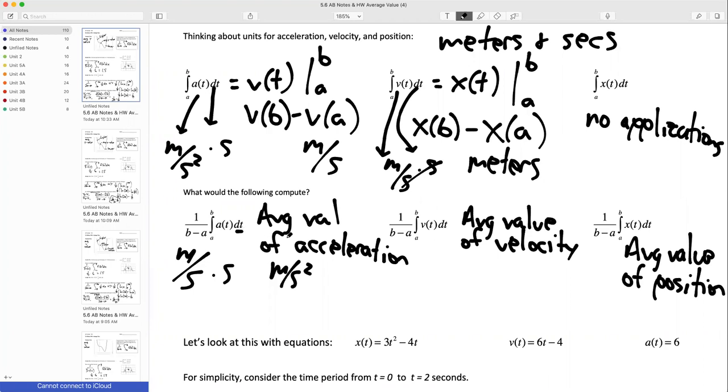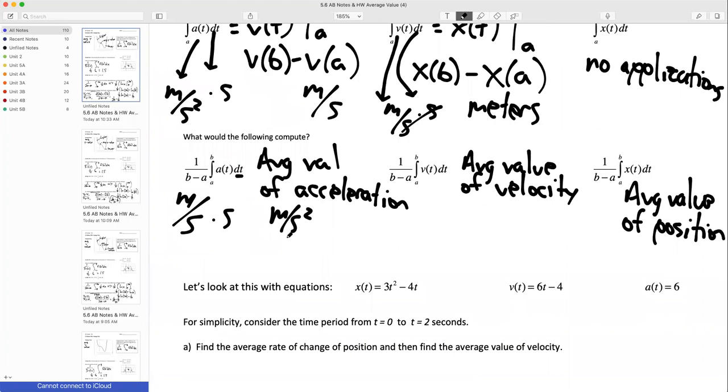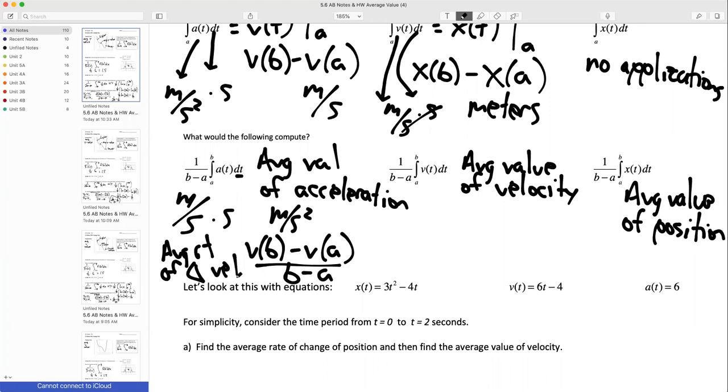Okay, well, let me ask you this. What does this compute? First of all, what is this? This is a slope, right? Look back on the first page. It's the average rate of change of what? Of the velocity. The average rate of change of velocity. What does it compute? Meters per second squared. I've got meters per second over seconds, meters per second squared, which is an acceleration. It has to be, right?